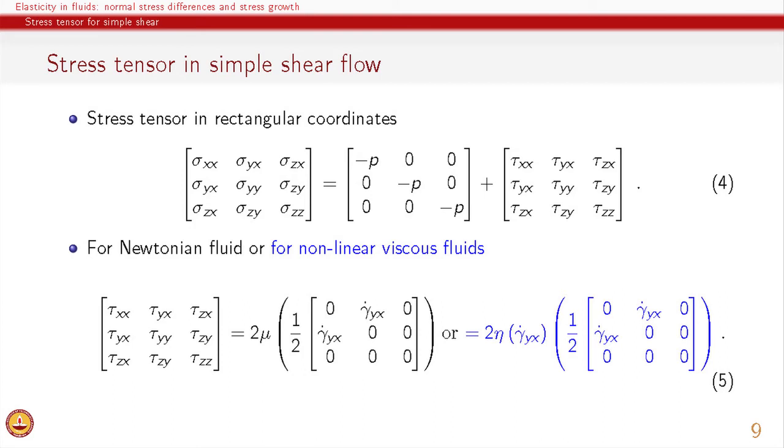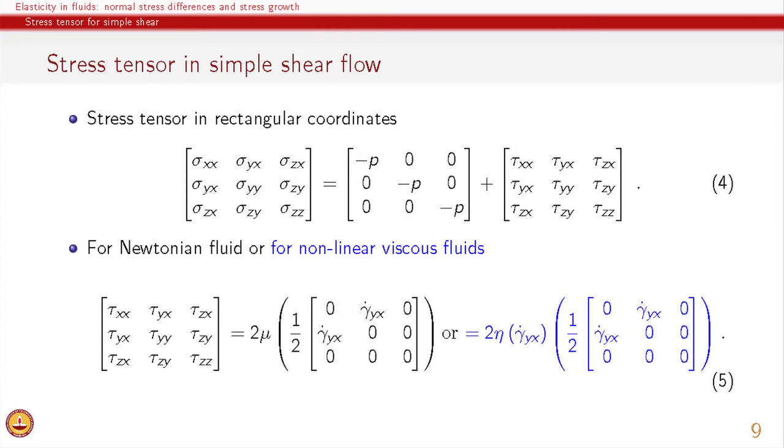Now, once we have a simple shear flow, where we mentioned that there are only 2 components of the strain rate tensor, for a Newtonian fluid where the stress is directly proportional to the strain rate tensor, we again have 2 mu times d. So, you can see that because these are the only two components which are non-zero, tau yx will be the only component which is non-zero. Tau xx will be 0 because dxx is 0. Similarly, tau zy will be 0 because dzy is also 0.